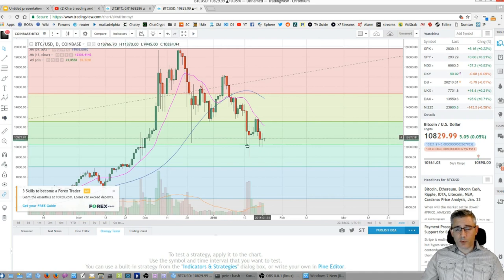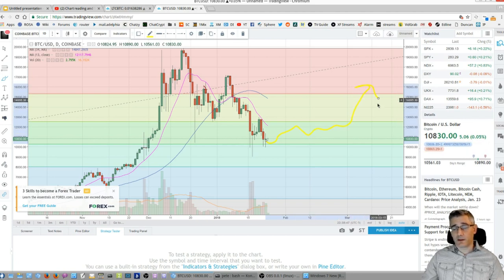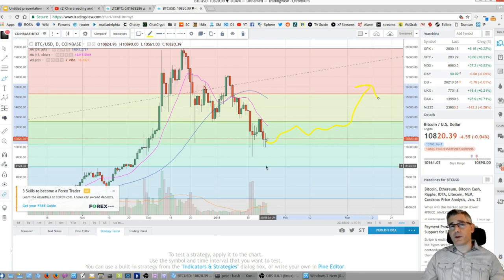So what most likely might happen is the price is going to come down to this line and then start to bounce off of it and maybe trade in here and then hopefully break out again. So that's how you use the Fibonacci tool to try to figure out what the market may do next.